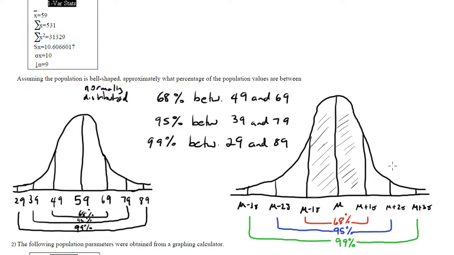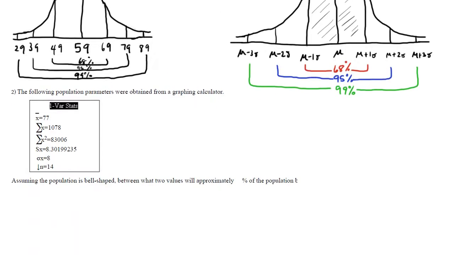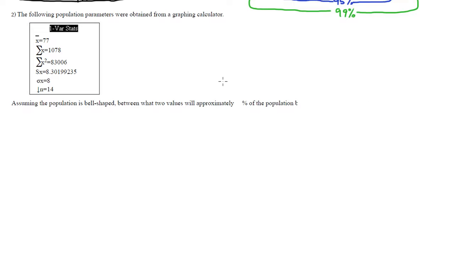So there's a lot of interesting questions we can ask. These are the most basic ones, including 50%. But there's a lot of stuff we can ask there. Let's look at number 2. More stuff we can ask. So the following population parameters were obtained from a graphing calculator. Same 1 variable stats, but we're looking at just a different set of data there.